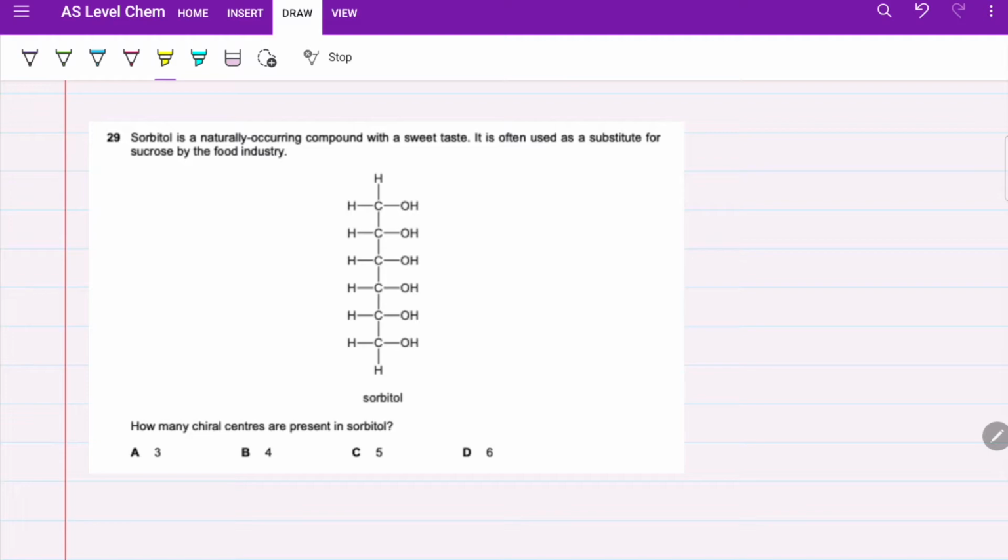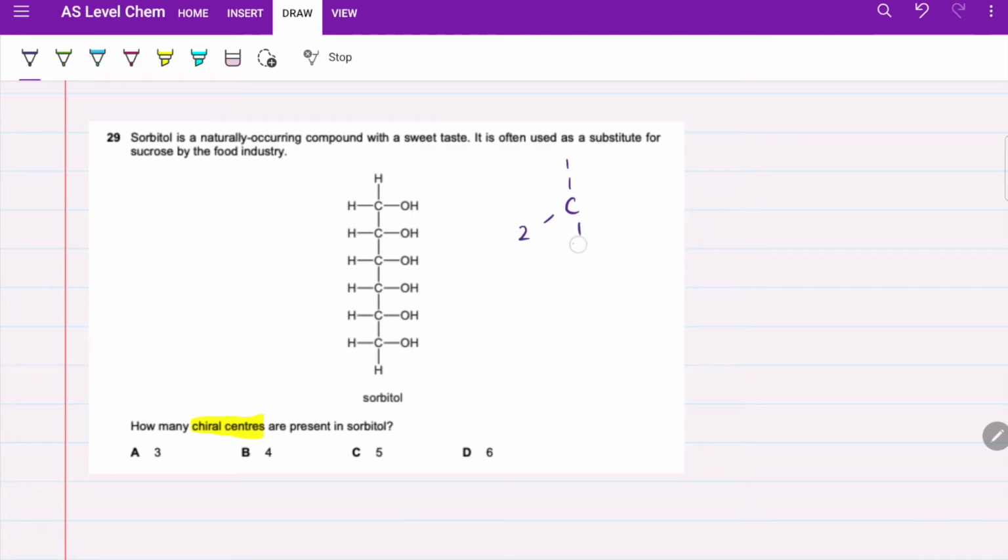Okay, so question 29. Sorbitol is a naturally occurring compound with a sweet taste. It's often used as a substitute for sucrose by the food industry. So how many chiral centers are present in this molecule? Okay, so let's start with the elimination process. Like we said, it needs to be attached to 4 different things.